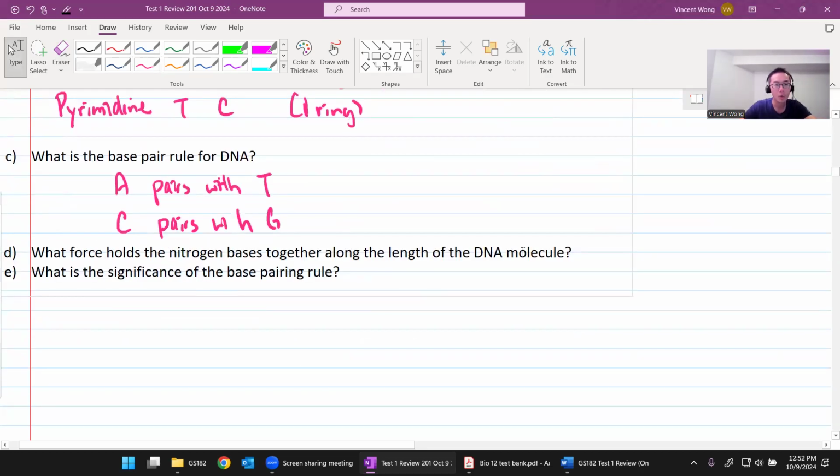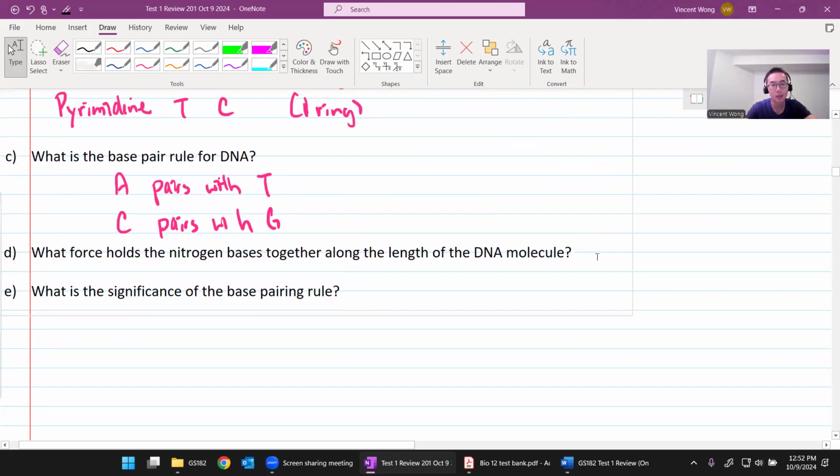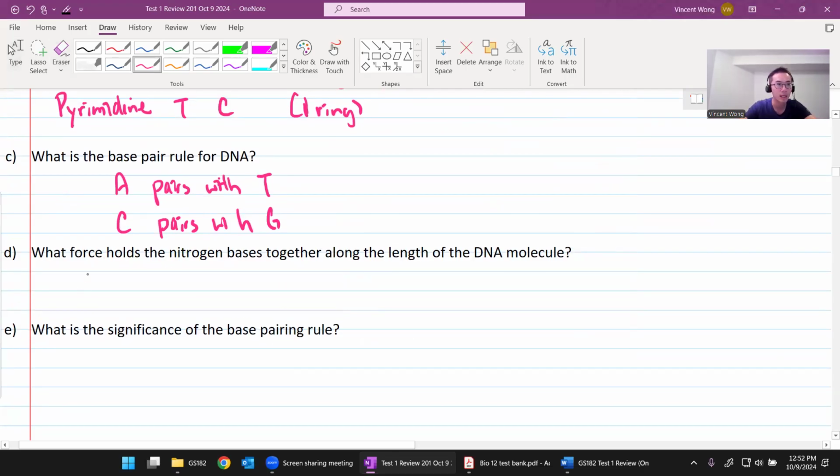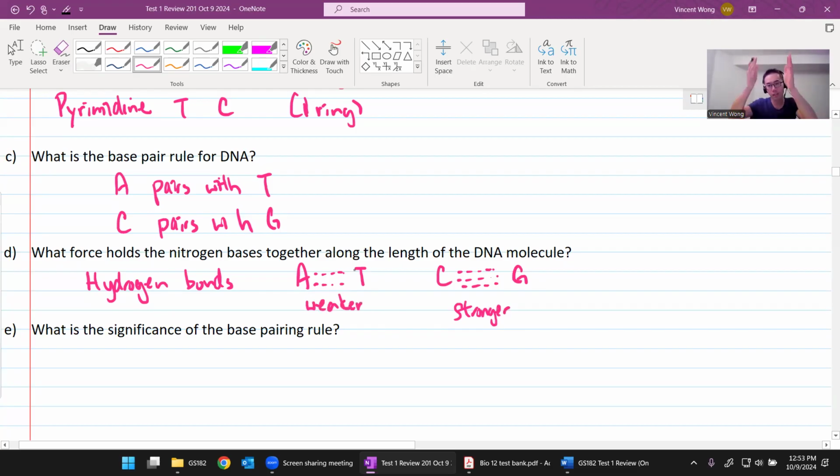What force holds the nitrogen bases together along the length of the DNA molecule? That would be the hydrogen bonds. Okay, and just to reiterate, there are 2 bonds holding A and T together, and 3 bonds holding C and G together. So C and G actually are stronger compared to A and T. So if you have 2 strands of DNA that have a lot of C's and G's in them, it's more difficult to pull them apart.